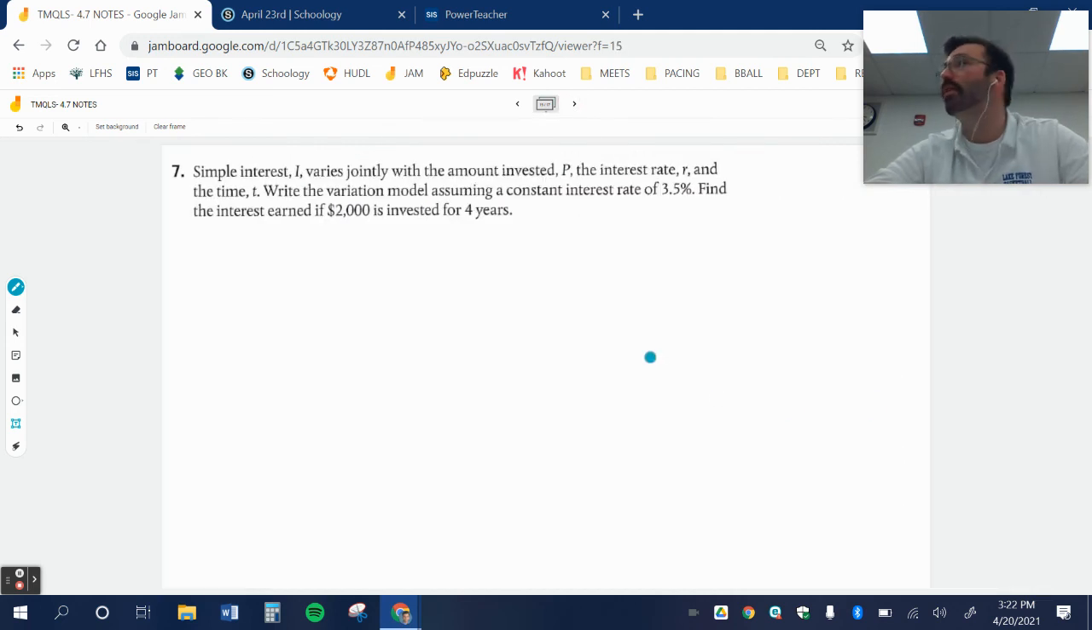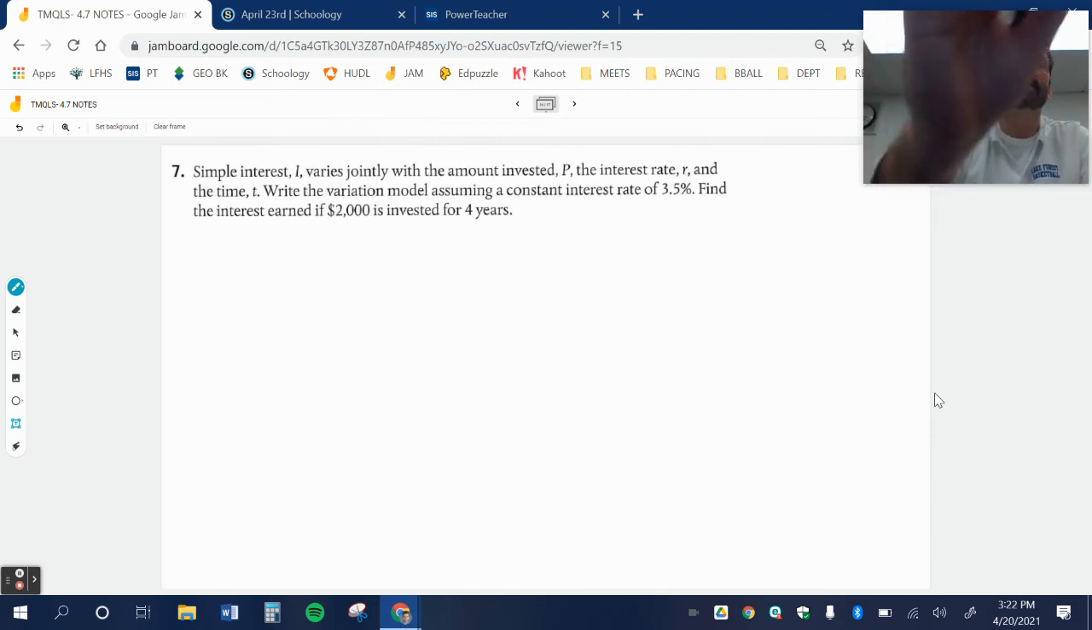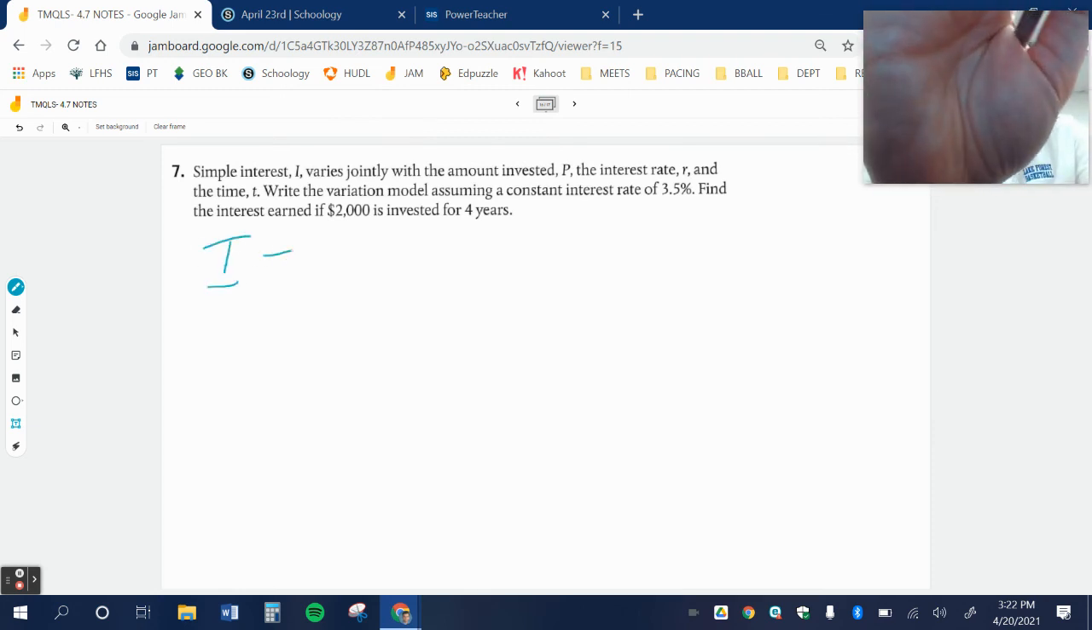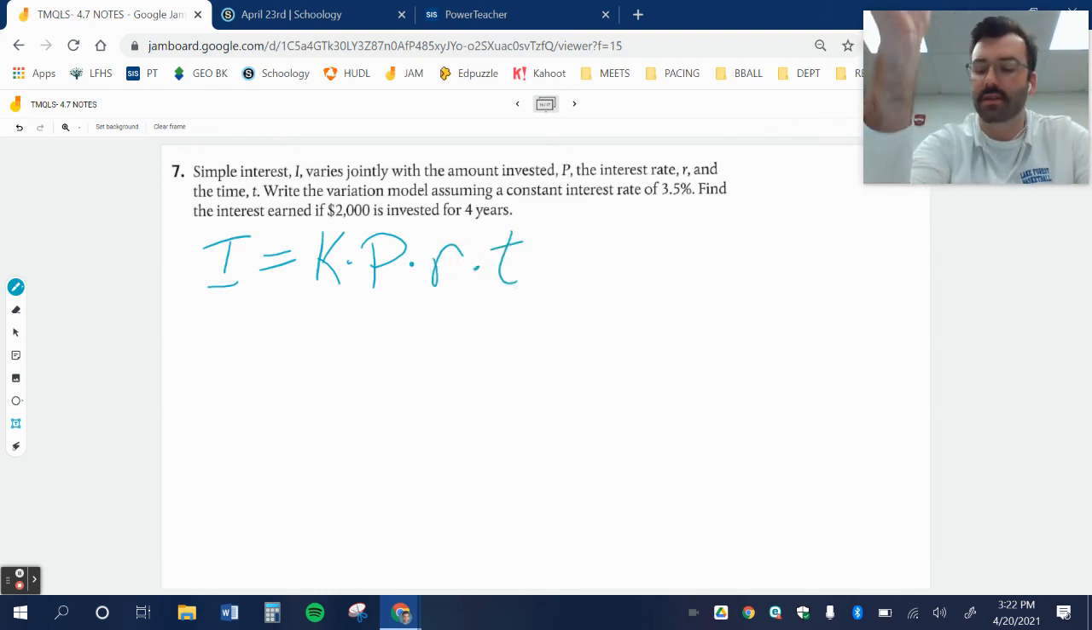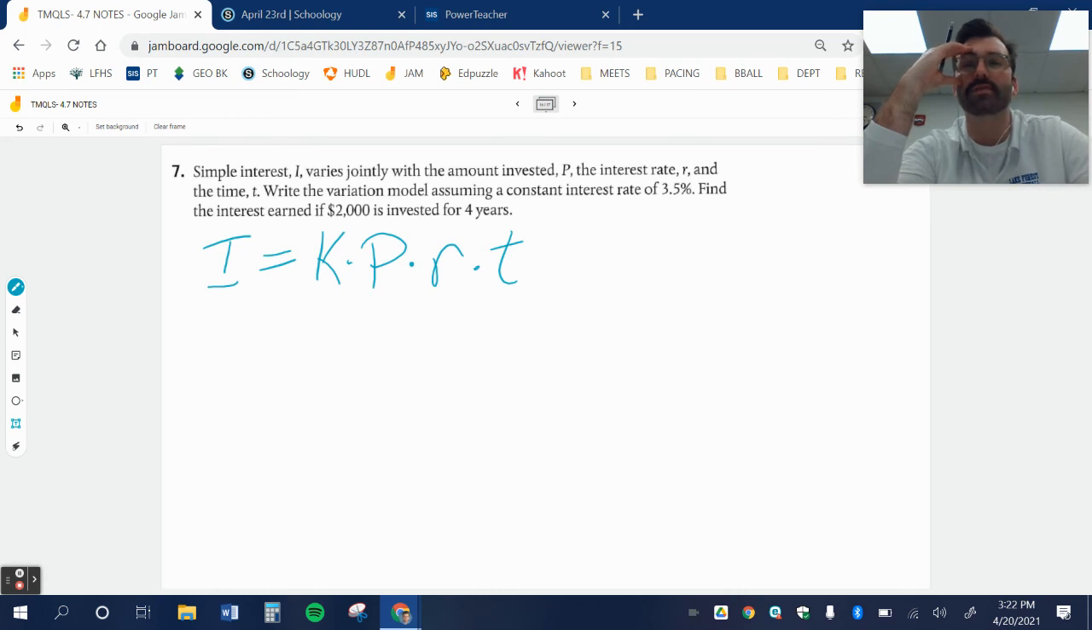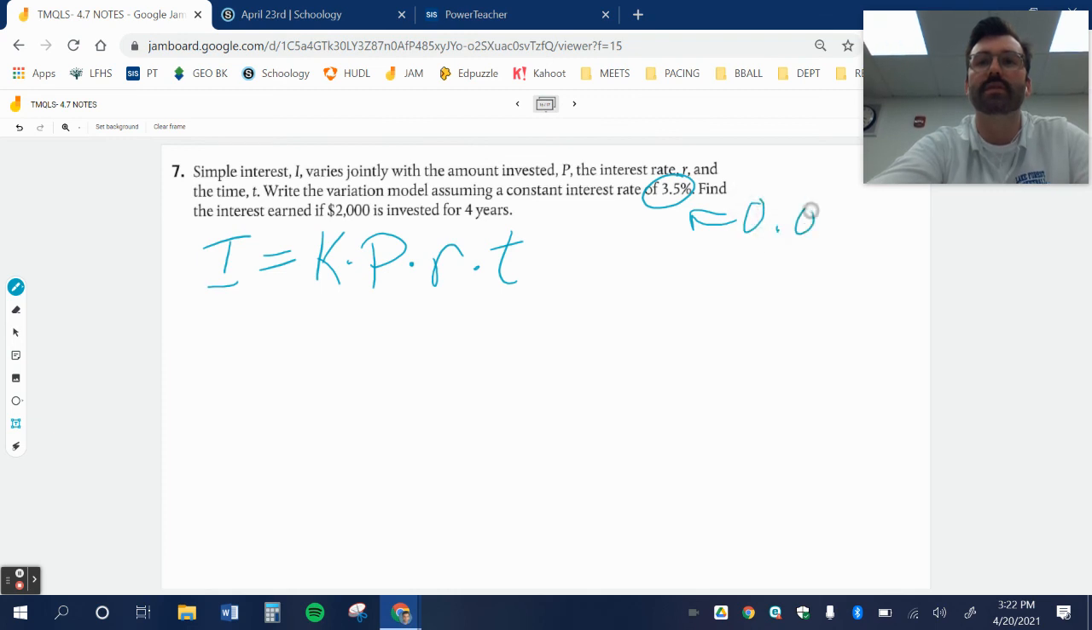Simple interest. This will be our last problem for today. Simple interest, I'll start with I, equals, varies jointly with the amount invested, so here's my multiplier, times P, the interest rate, so R, and time T. Write a variation model assuming a constant interest rate of 3.5%. Remember, that is 0.035. And find the interest earned if 2,000 is invested for 4 years.